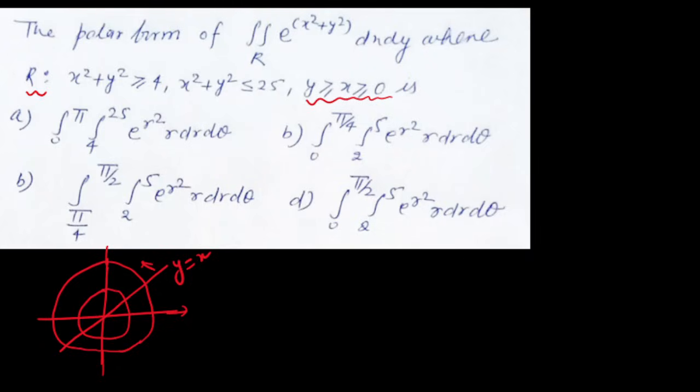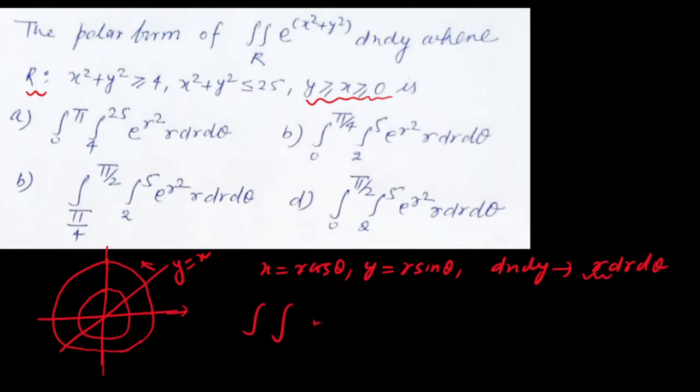Now we have to decide the limits, because if we change to polar coordinates, we take x equals r cos theta, y equals r sin theta, and dx dy is replaced by r dr d theta, where I hope you know that r is the Jacobian of the transformation. So in this case, if I change it, it will become e to the power r squared times r dr d theta, right? So that is clear. But next we have to decide the limits.